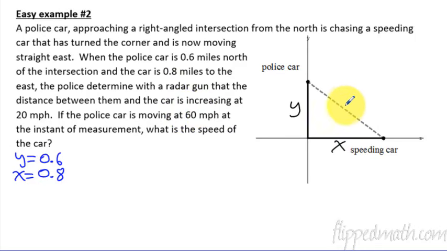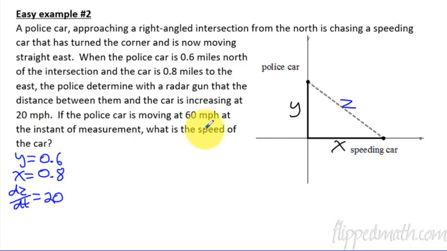So why don't we just call this z? And it says that it is increasing. So that means the rate of change of z, so we'll call it dz/dt, is equal to 20 miles per hour. As long as this is miles per hour, this was miles, okay, everything's going to work out okay. I have to make sure I'm careful with my units of measure.